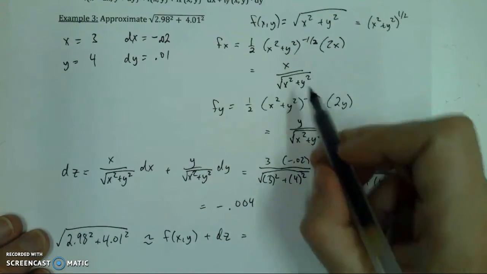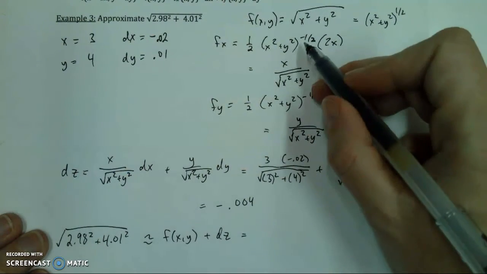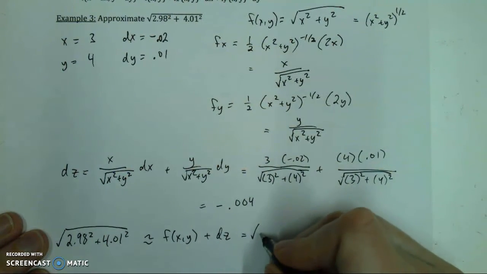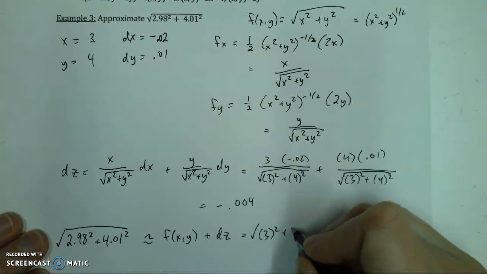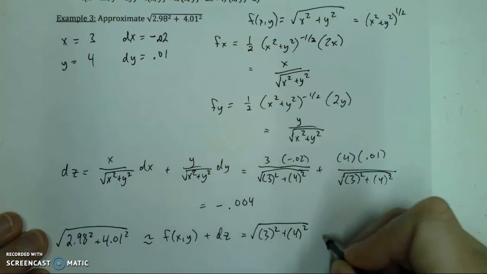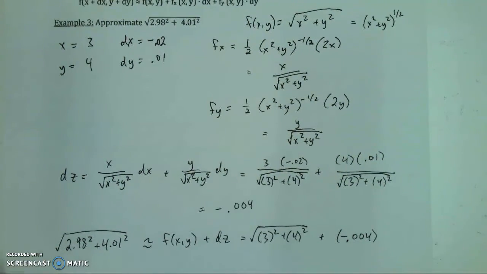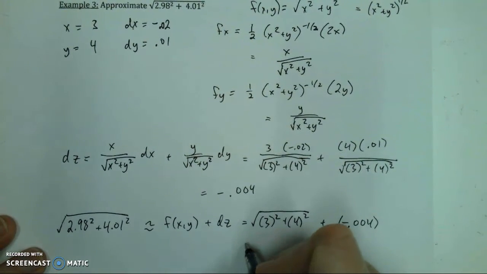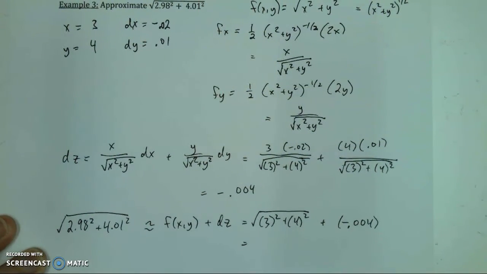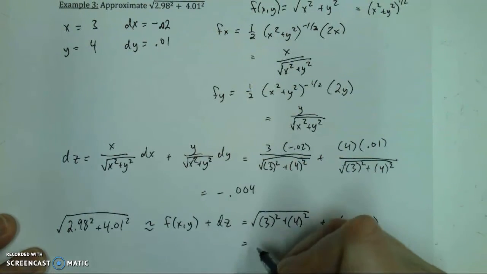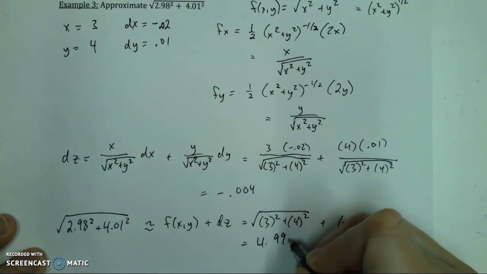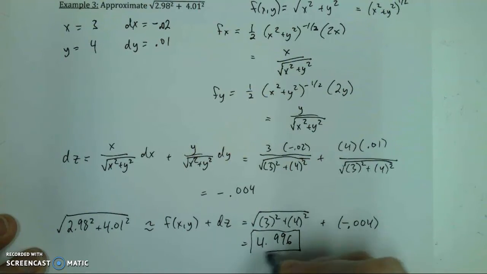So my function, I had the square root of x squared plus y squared. So the square root, again, I'm using my nice values in here. And then we're going to add that value that I just found. So we already did that. It was 5. And so I get 4.996 as my answer.